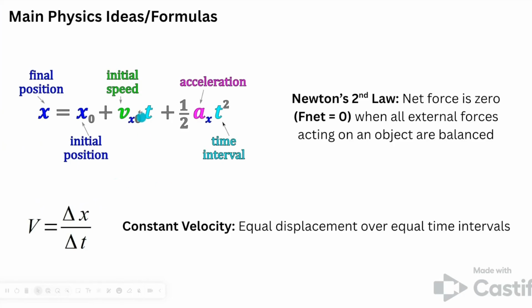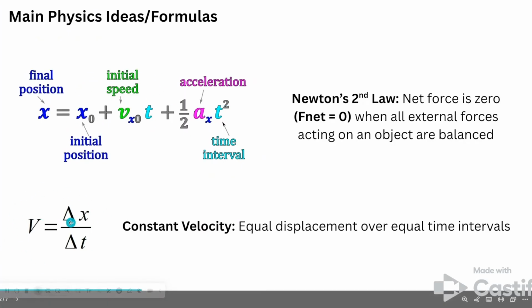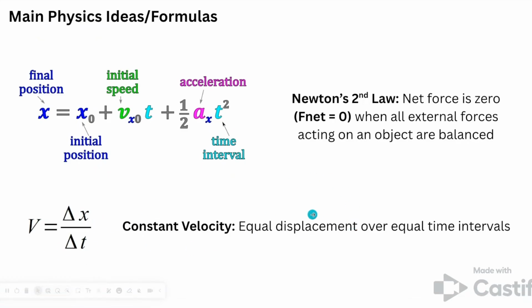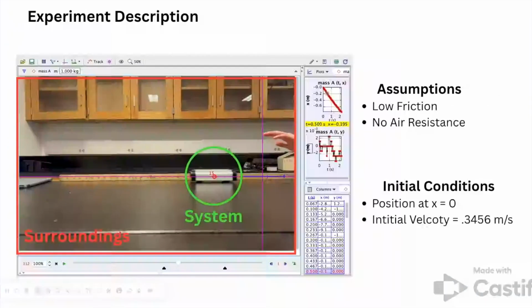So the main physics ideas at play here: this is the position update formula. We'll have zero acceleration, so it's just the left side of this formula. Our velocity formula is just change in distance over change in time. And then for a constant velocity, it's equal displacement over equal time intervals. And then Newton's second law here: the net force is zero when all external forces acting upon an object are balanced.